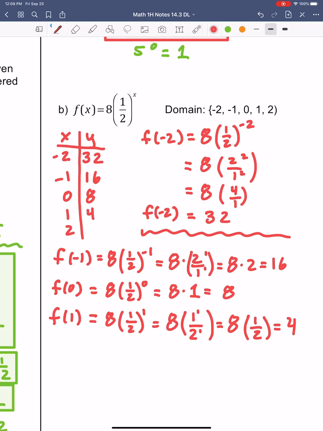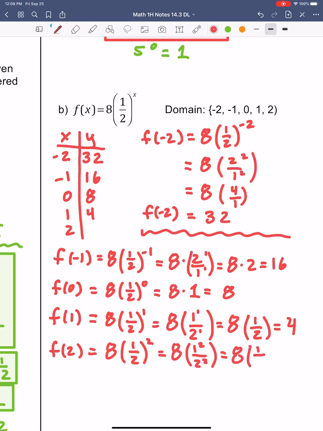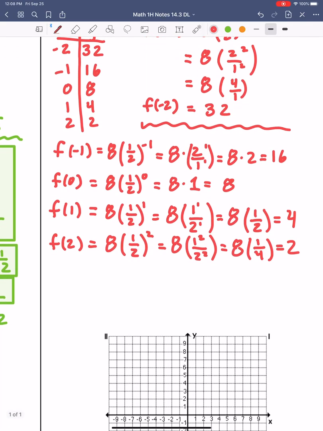And then next we're going to find f of 2. So we get 8 times 1/2 squared. Notice these aren't negative exponents, so I don't need to flip my fraction. I'm just going to make it 1 squared over 2 squared. So I get 8 times 1 over 4, and 8 times 1/4 is 2. And so once again, I'm going to put this on my table here.